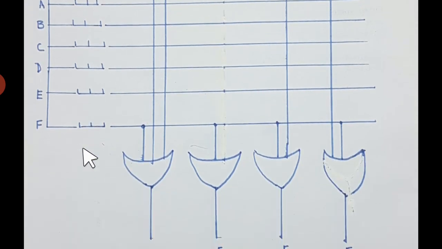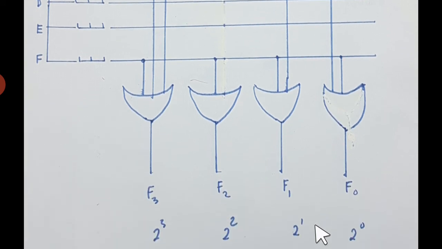Now these are the 4 gates or 4 OR gates which are representing the outputs. So you will write F0, F1, F2 and F3. You can also write 2 to the power 0, 2 to the power 1, 2 to the power 2 and 2 to the power 3 for your understanding. Otherwise, in the examination, this is not required. Just write F0, F1, F2 and F3.